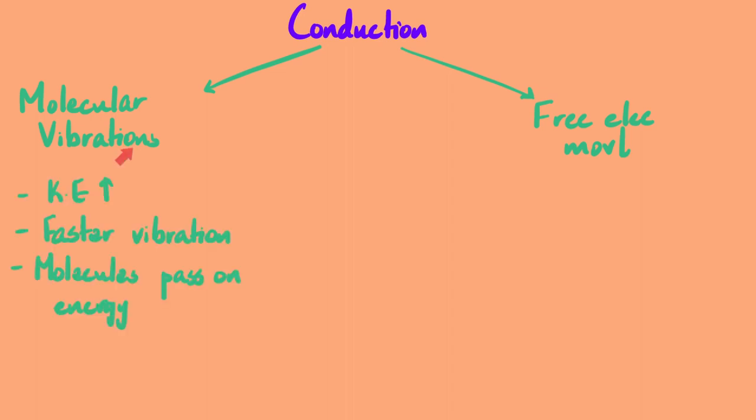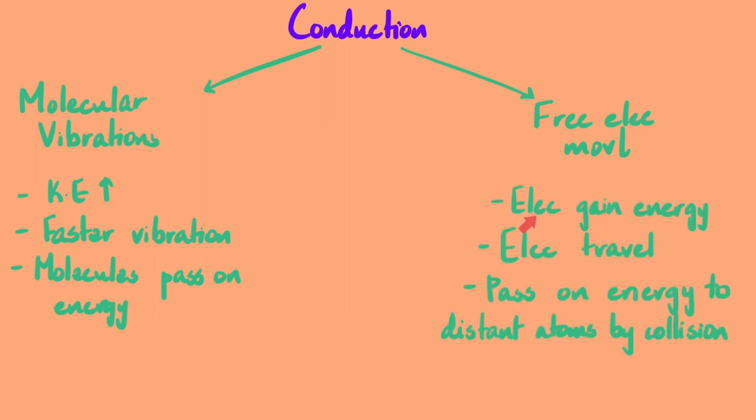In the case of molecular vibrations, you start off with this idea that kinetic energy increases so that the vibration is now faster, and because of collisions with their neighbors, the molecules pass on some of their energy to them. In the case of free electrons, you start with the same idea that the electrons basically gain energy from that heat source, and because they're not restricted in their place, they can travel throughout the length of that metal. The third point is the most important to say, which is that electrons, when they go on to the colder end, they pass on the energy to the atoms there by colliding with them.